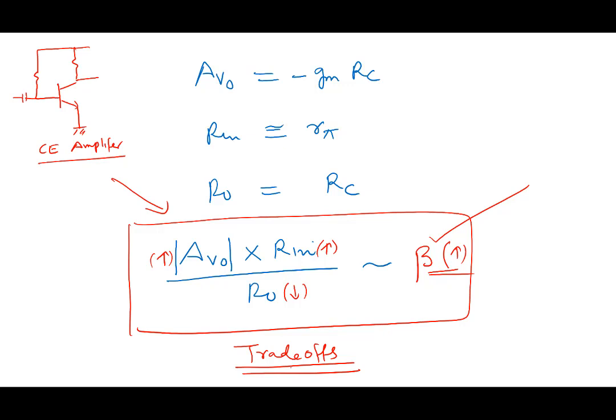It's telling you this is the signature of a common emitter amplifier, that the open circuit gain multiplied by input resistance divided by output resistance is a constant, beta. And it's telling you the importance of beta. Try and select a transistor with higher beta. It will give you better characteristics. Okay?